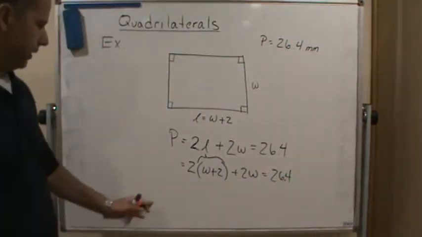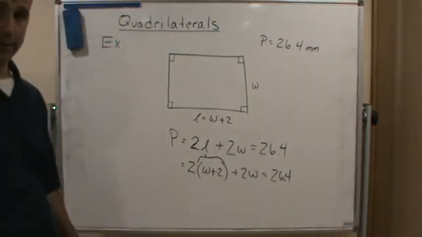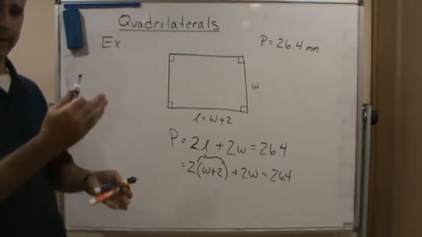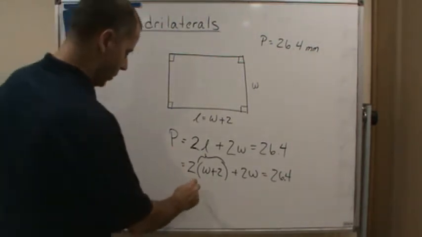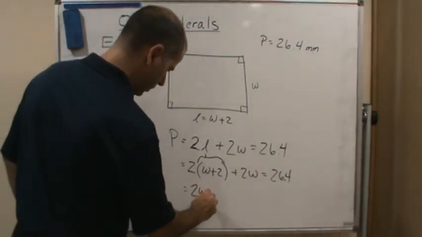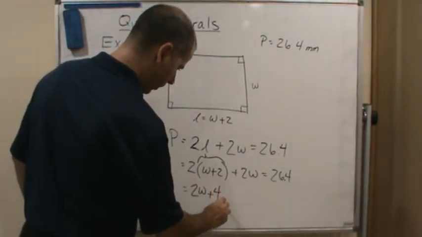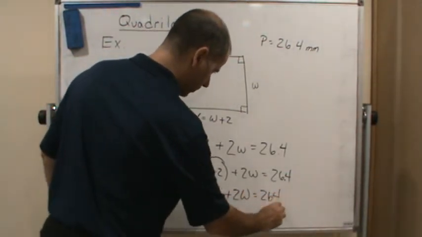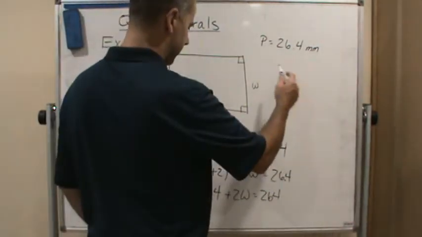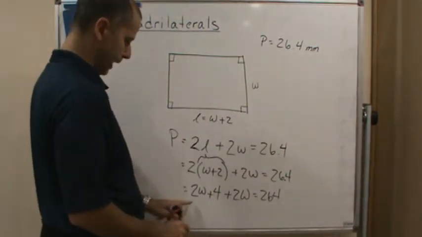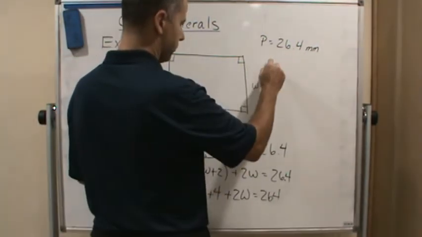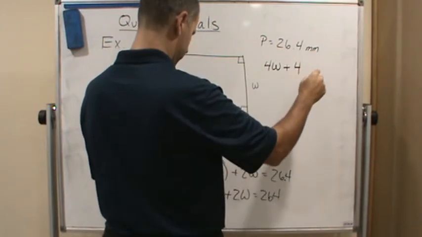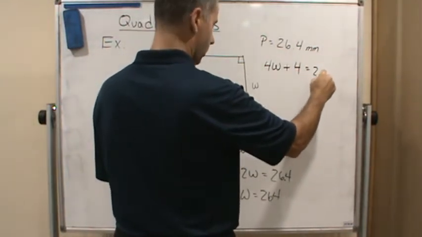So now I'm going to distribute and add like terms. I'm going to gather up all the W's, simplify them, and solve for W. Okay? So in this case, I get 2W plus 4 plus 2W equals 26.4. Now I'm going to add these 2 like terms. So I'm going to get 4W plus 4 equals 26.4.